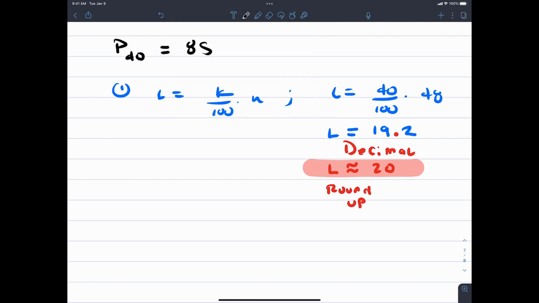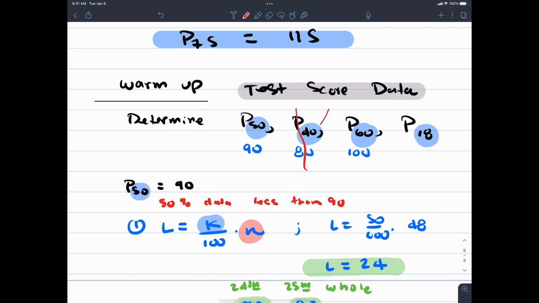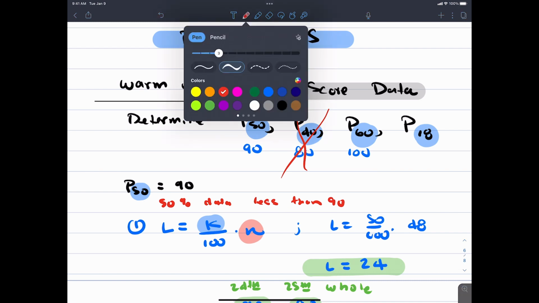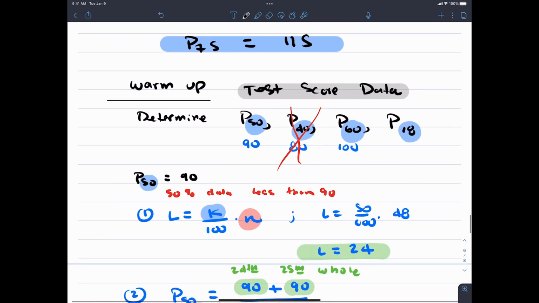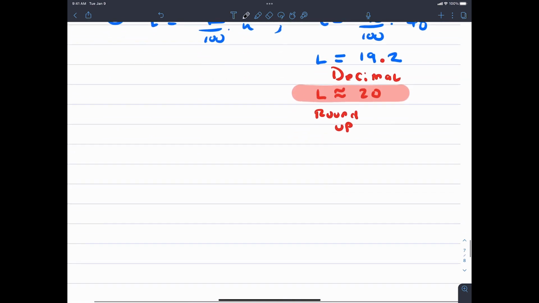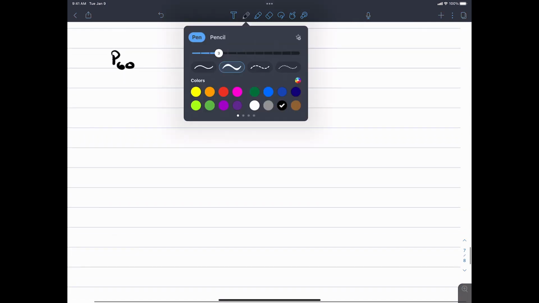So it's not just, hey, get some numbers here. You want to know what that means: 40% of that data is less than 85. All right. Was that what you guys told me? No. Okay, so if the test was today, let's see if you guys were right with P60. Let's try the procedure now with P60. Here we go.